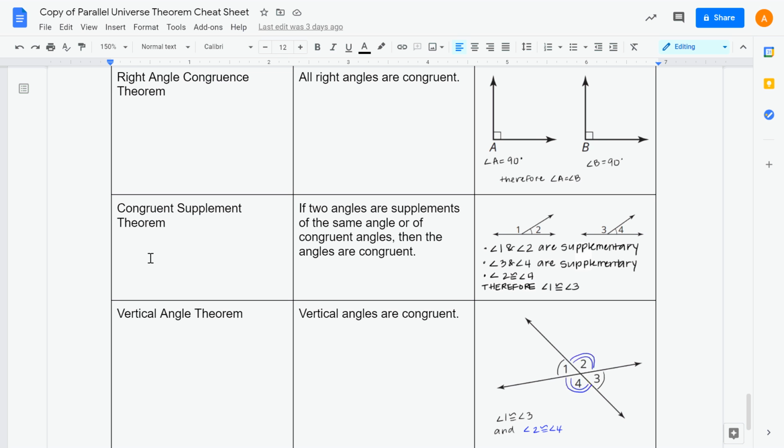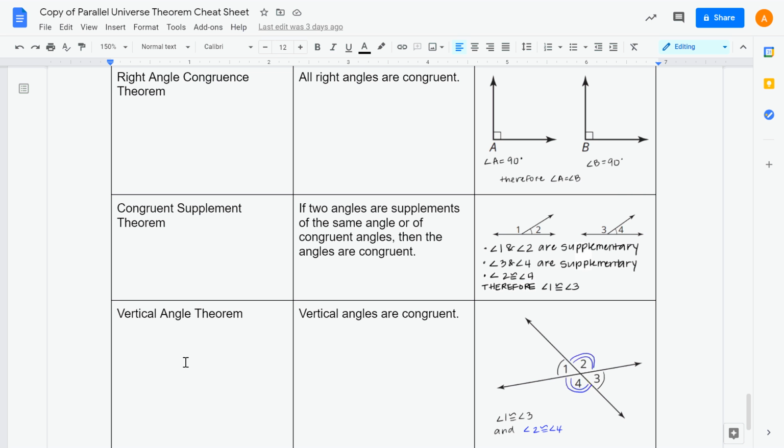The congruent supplement theorem says if two angles are supplements of the same angle or of congruent angles, then the angles are congruent. So in our picture here, we're seeing two sets of linear pairs, right? Because angle 1 and angle 2 are supplementary. They lie on a straight line. Angle 3 and angle 4 are supplementary and lie on that straight line. We're also given the fact that angle 2 and angle 4 are congruent because of those angle marks. So if those are congruent and both of these two sets of angles have to equal 180 degrees, that must mean that angle 1 is also congruent to angle 3.